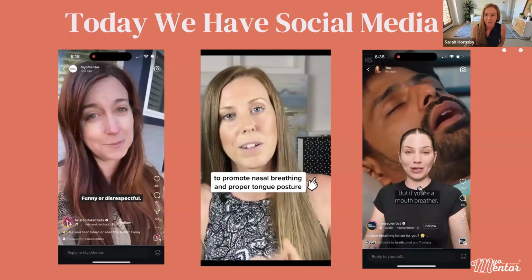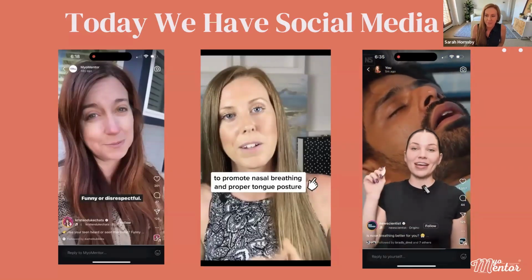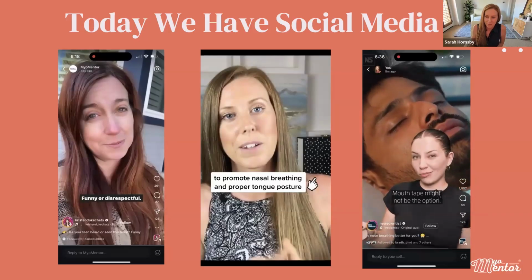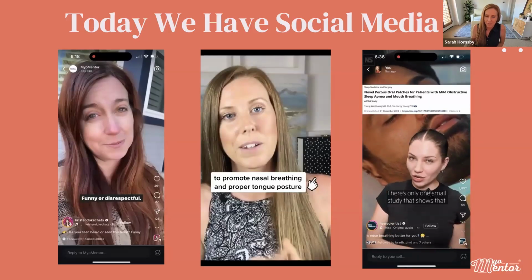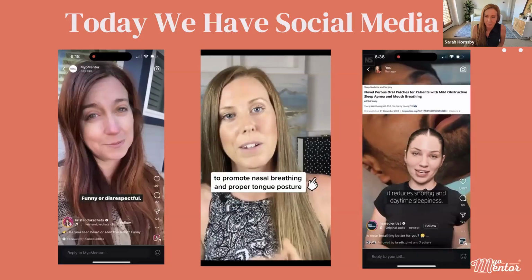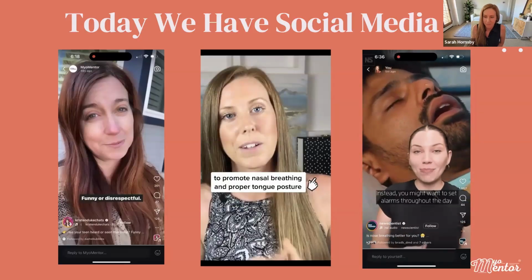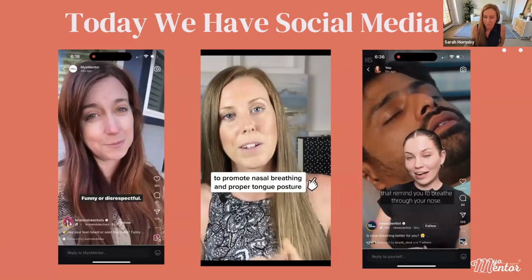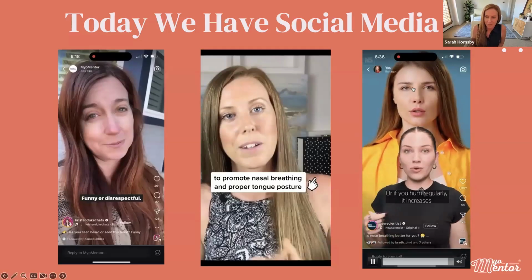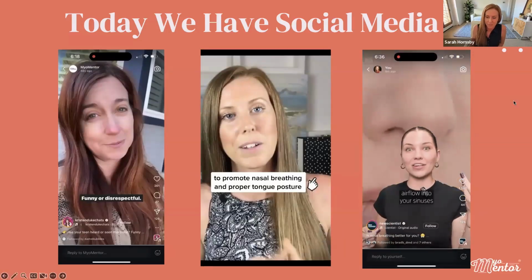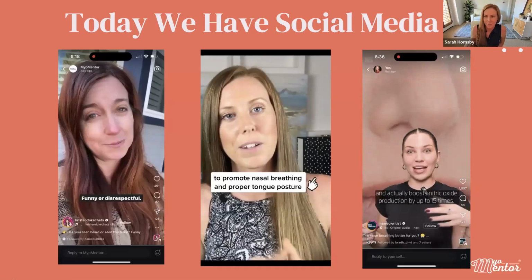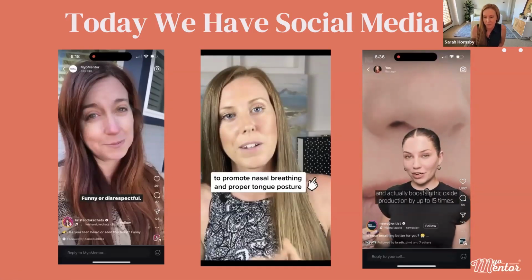But if you're a mouth breather, what can you actually do about it? Mouth tape might not be the option. There's only one small study that shows that it reduces snoring and daytime sleepiness. Instead, you might want to set alarms throughout the day that remind you to breathe through your nose. Or if you hum regularly, it increases airflow into your sinuses and actually boosts nitric oxide production by up to 15 times.